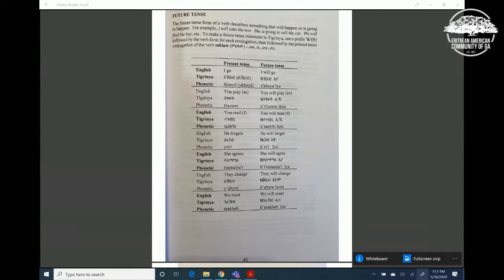To make a future tense statement in Tigrinya, use a prefix KH followed by the verb form of each conjugation, then followed by the present tense conjugation in the verb.